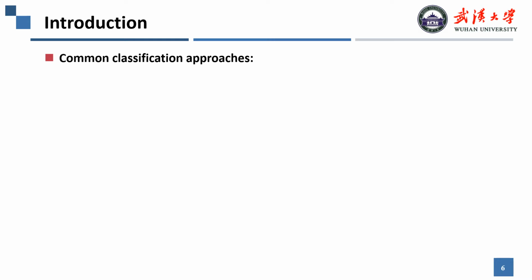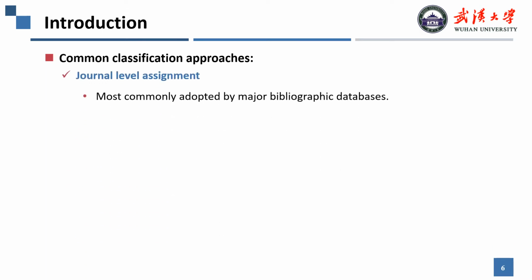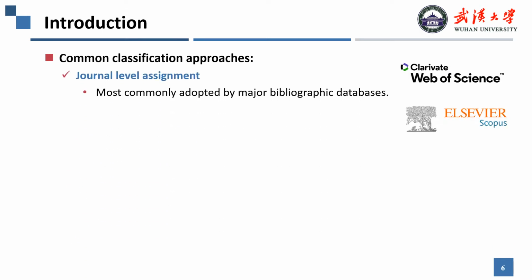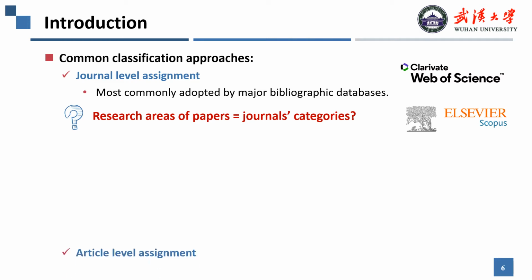In the last decade, the journal-based classification is the most commonly used one, and it is adopted by the major databases like Web of Science and Scopus. However, there are also some obvious limitations. For example, the research areas of papers are not always coherent enough with the journal's class categories, so article-level classifications are emerging. Generally, there are 3 main methods used in the article-level assignment.